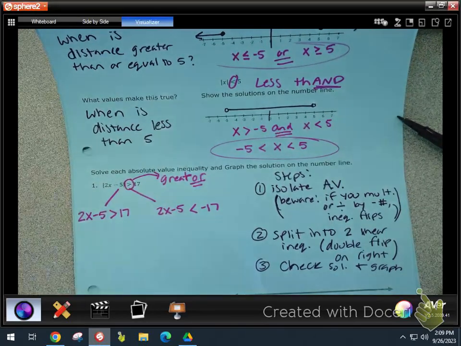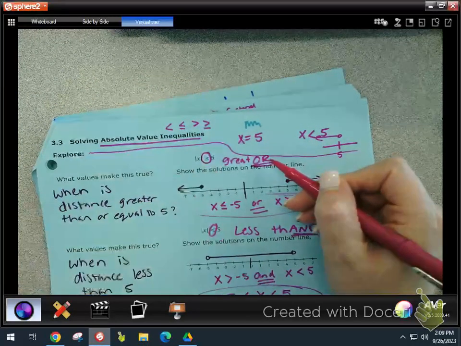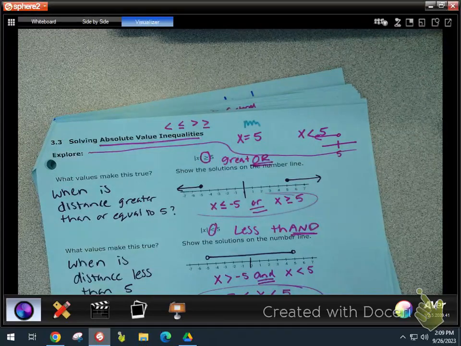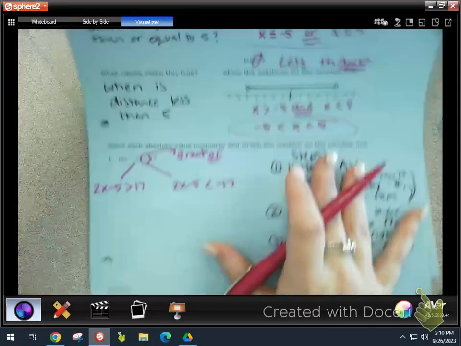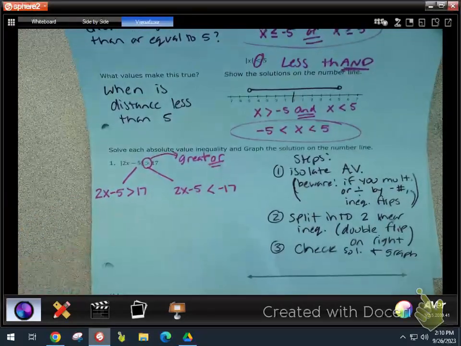No. The equal to is just open circles versus closed circles. Let me go back to this. The equal to is only going to change open and closed circles. However it is in the original, that's not going to change. If you don't have a line, you won't have a line the whole time, and vice versa. But for the signs, you've got to look at when the absolute value is all by itself, which it already was. And this is a greater than. Okay? I understand why y'all are confused.